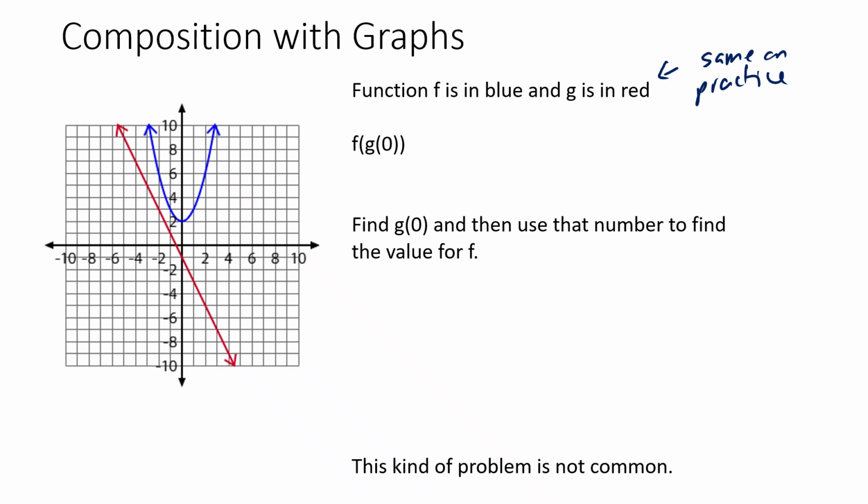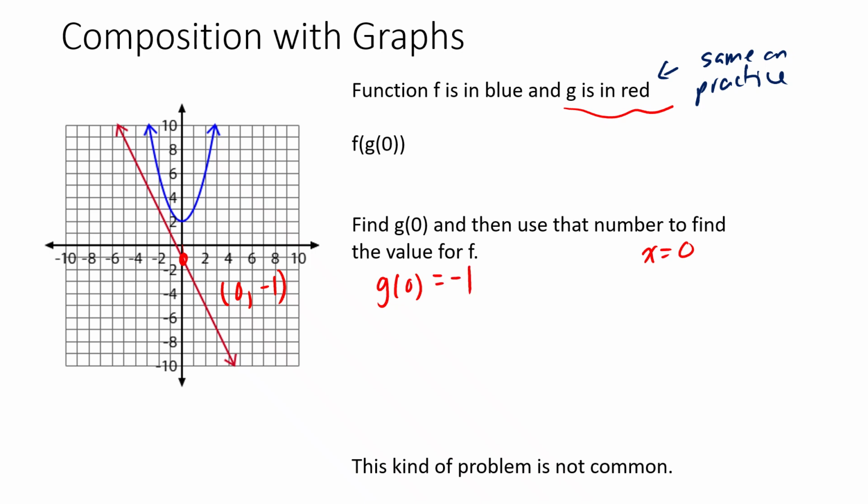Okay, so f of g of 0, we're going to do this the same way we did with the table, except we're using a graph now. So find g of 0 and then use that number to find the value for f. So since g is in red, we are going to look for g of 0. So we're going to look for what is the value of g when x is 0. So coming over here, I can see it is that location. So that is the point 0, -1. So g of 0 is -1.